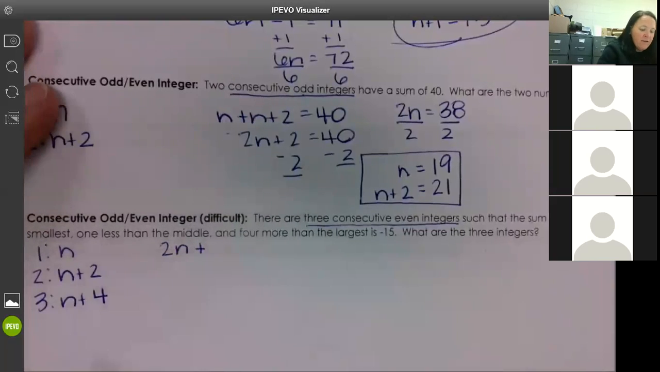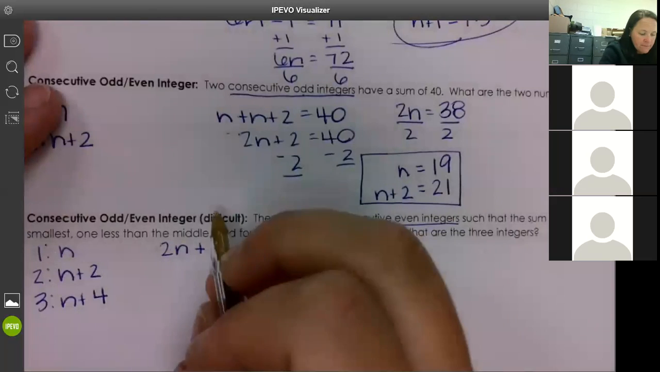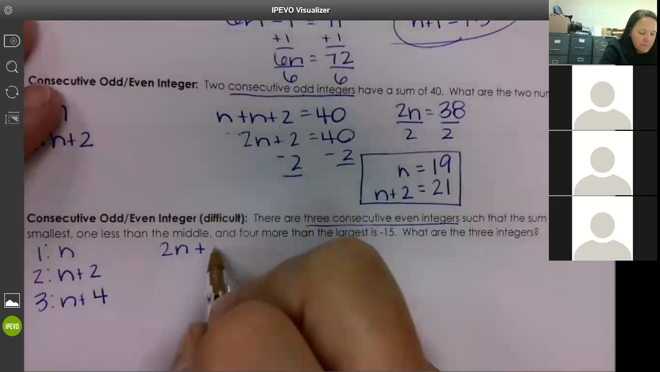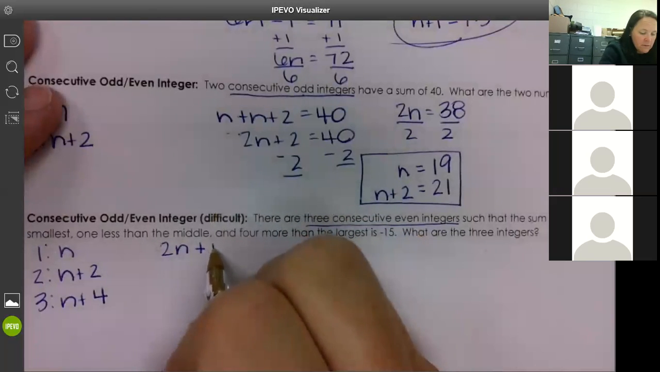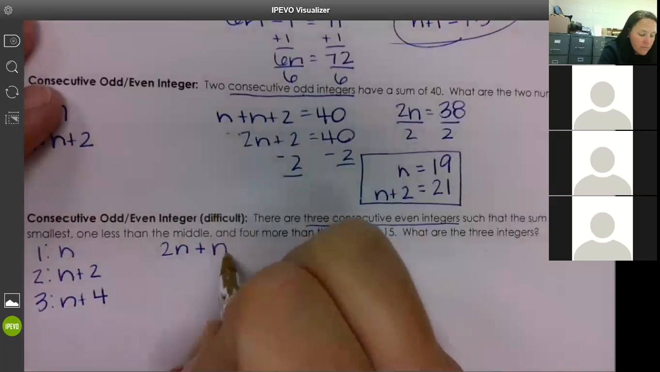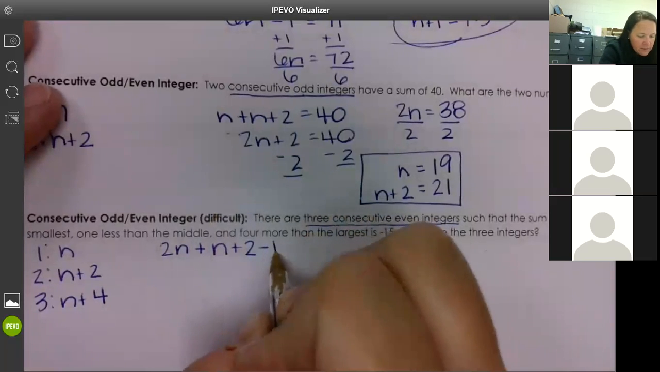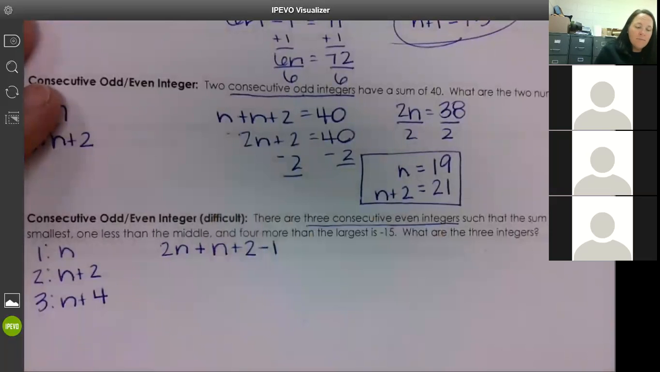We're going to add, be careful on this. How do I do 1 less than the middle? So this is the middle one. How do I do 1 less than that? Come on, guys. n plus 2 minus 1. Perfect. That minus 1 has to go on the end.